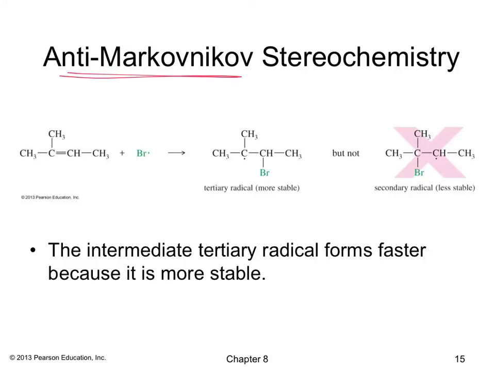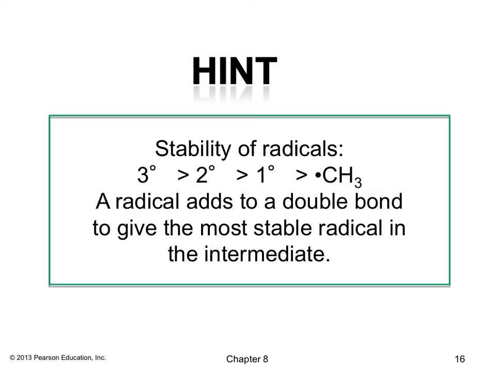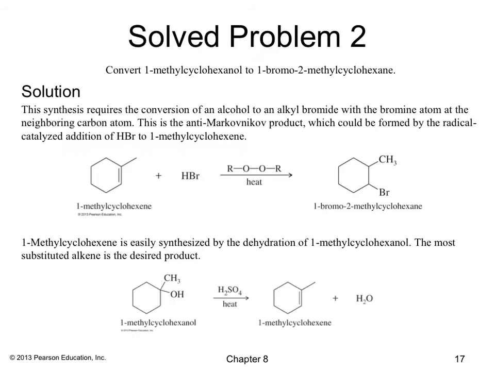It's really important, right? So the first thing you do is you have bromine radical attacking, so, right, to form the bond so that you form a radical on the most substituted carbon side, so it's a tertiary radical. That tertiary radical forms faster just because it's more stable. So in general, in terms of stability, tertiary radical is more stable than secondary versus primary versus methyl. Radical adds to a double bond to give the most stable radical in the intermediate.